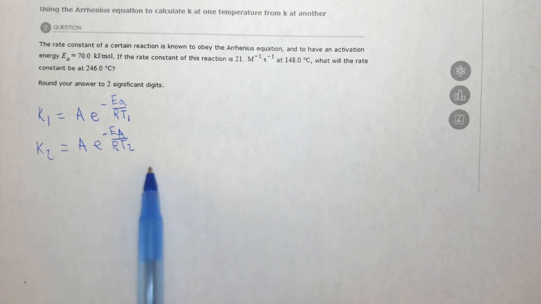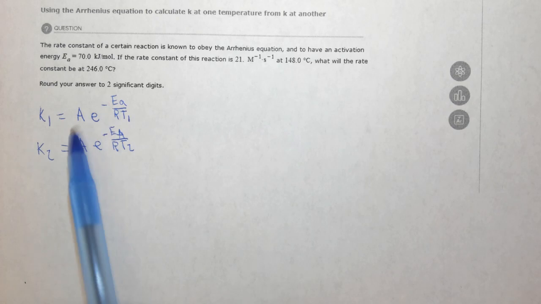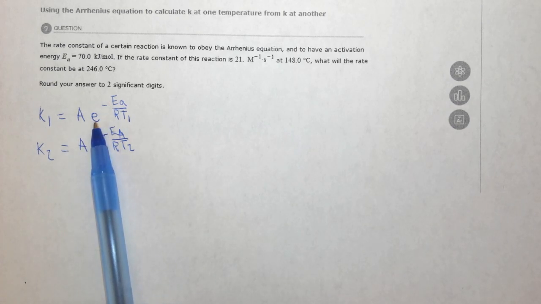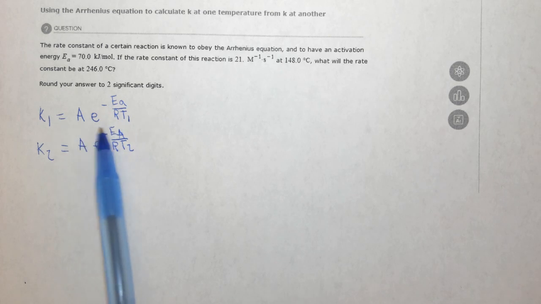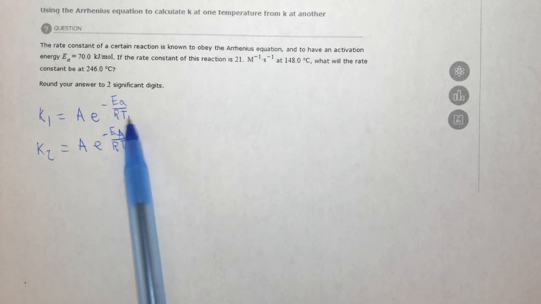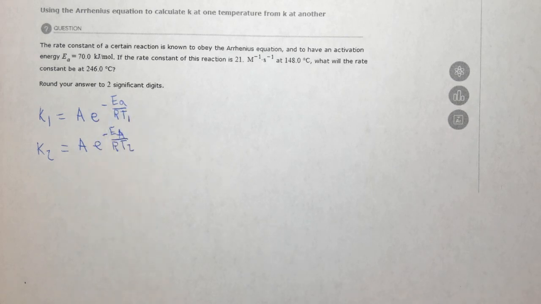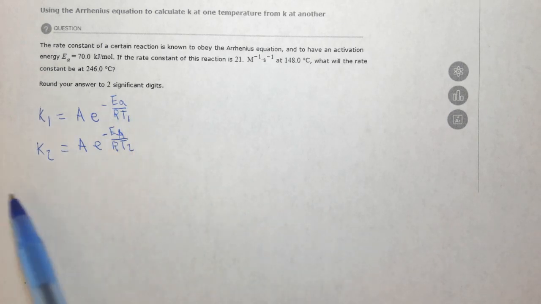So essentially what this is saying is that the rate of the reaction will increase as the activation energy decreases, because we are taking this to the negative exponent. So the larger that this value is, the smaller the rate of the reaction. At higher temperatures, since this is on the bottom, the reaction will go faster. And if the activation energy is lower, the reaction will go faster because we will have a negative number raised to an exponent. So basically now what we need to do is simplify this into one equation.